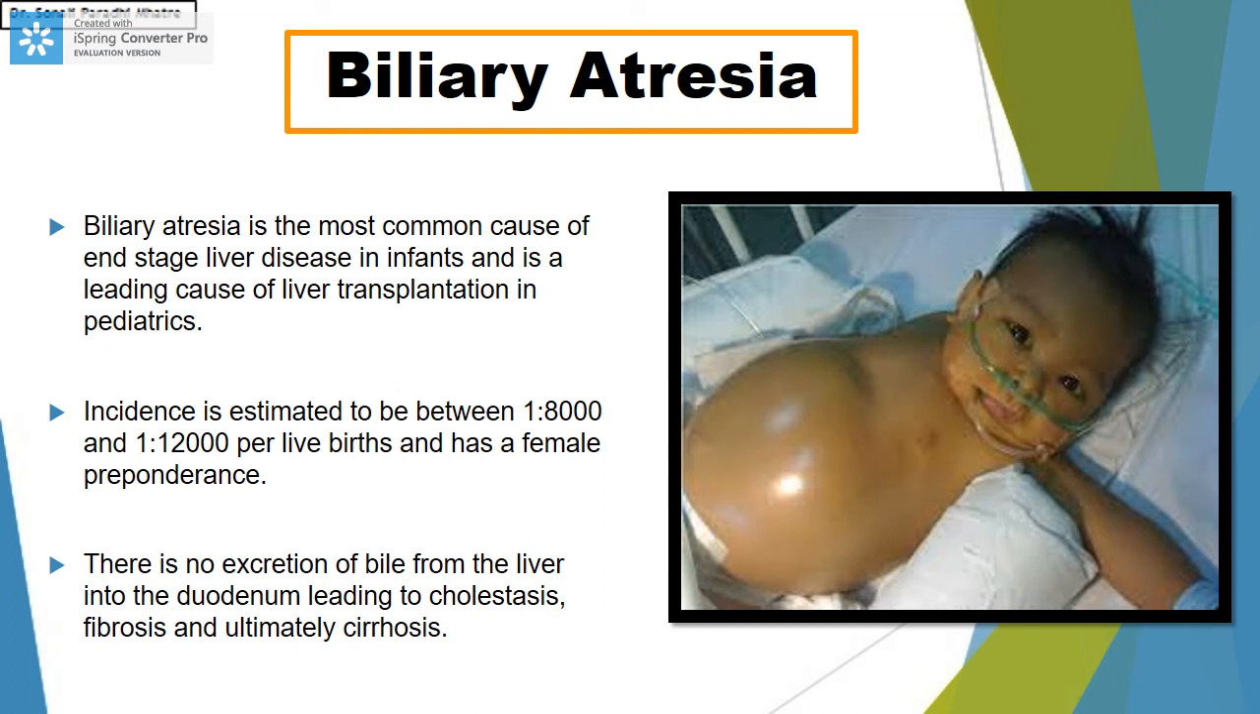The first and the most important cause of a direct jaundice or a neonatal cholestasis is biliary atresia. Biliary atresia is the most common cause of end-stage liver disease in infants, and it is a leading cause of liver transplantation in the pediatric age group. Its incidence is estimated to be around 1 in 8,000 to 1 in 12,000 live births. It has a female preponderance. There is no excretion of bile from the liver into the duodenum, leading to cholestasis, fibrosis, and ultimately cirrhosis, which may require liver transplantation.